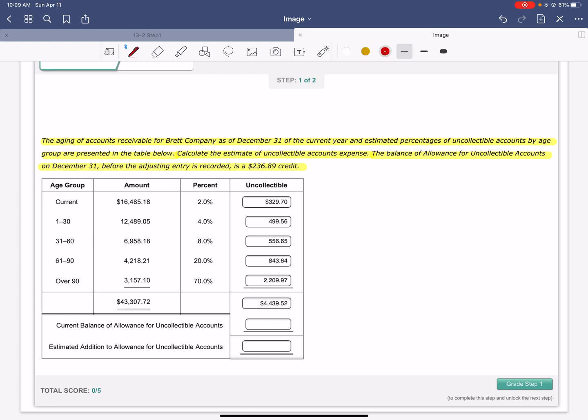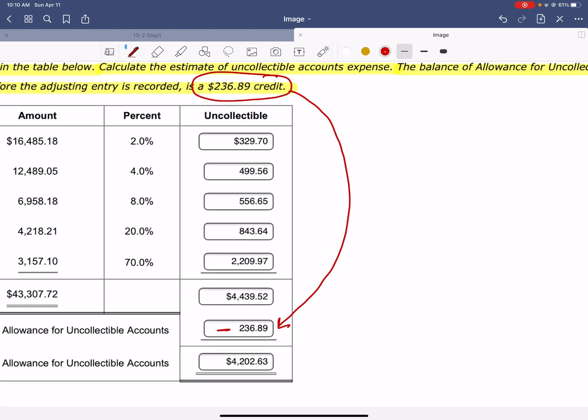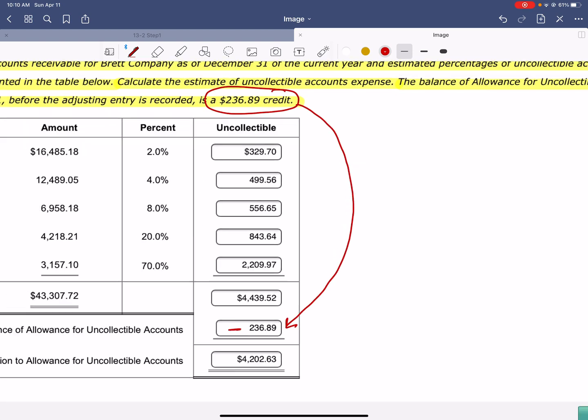The amount of your current balance right there will be transferred to there because it's asking for your current balance. Then you would take the total from this fiscal period minus your current balance, and you'll come up with $4,202.63, your estimated addition to your allowance for uncollectible accounts. So your sheet should look like this, minus my markings.